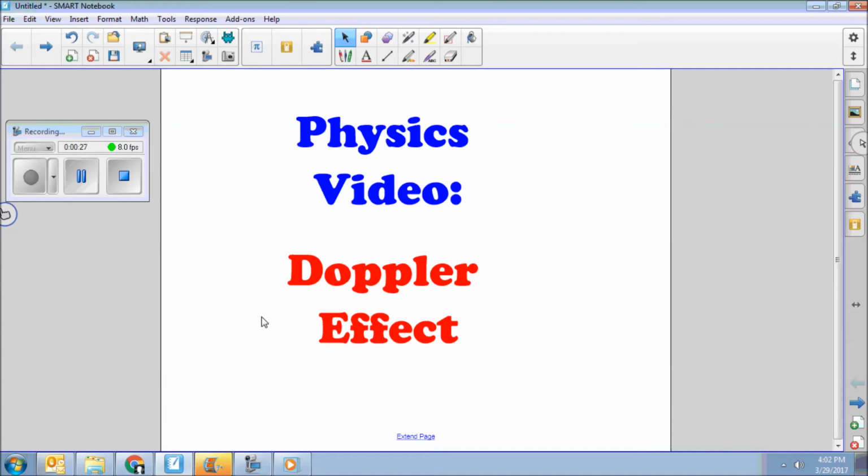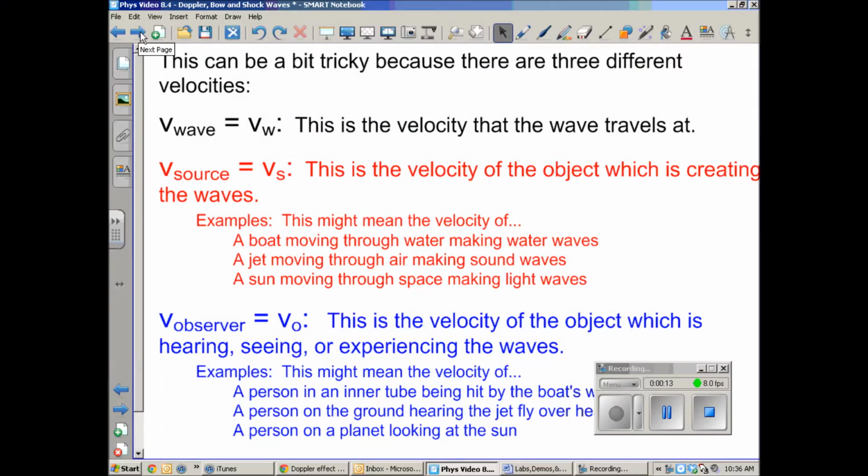All right, today's physics video, we're going to be talking about the Doppler effect. So here we go. Before we get into what the Doppler effect is, I need to share this with you. One of the things that's a little bit tricky about this is that there are three different velocities you've got to keep track of. All right, the wave itself is carrying energy, right?